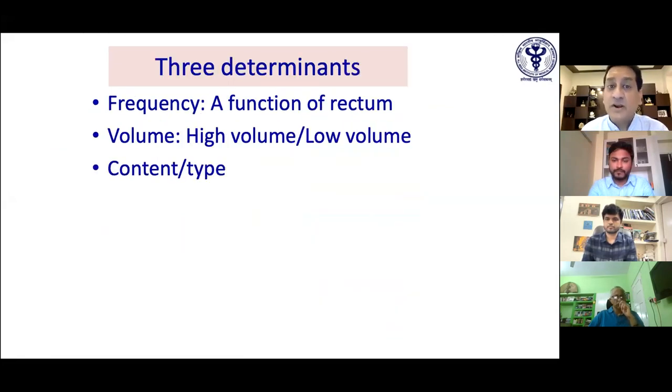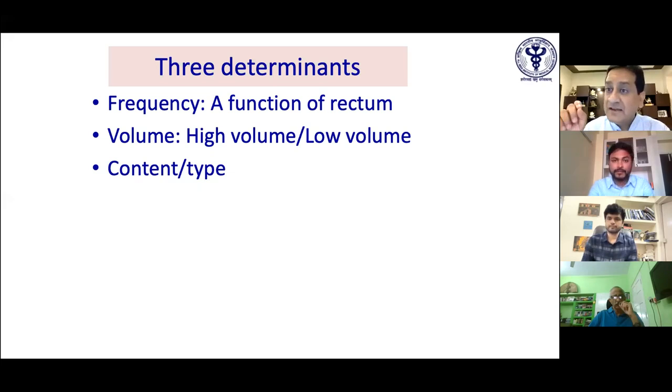Coming to one other important point, which is the volume. High volume or low volume. We have all been taught from the very beginning that low volume means large bowel disease and small intestine should have a high volume. But I told you, even a small intestine disease may not have high volume because of a colonic effect, as the colon absorbs this water.